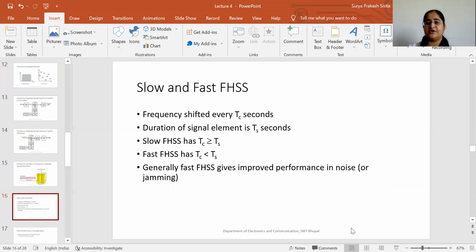Now, the frequency hopping technique is divided into two categories. One is slow frequency hopping, another is fast frequency hopping. In slow frequency hopping, the coherent bandwidth of your channel must be greater than the coherent bandwidth of your signal. Whereas in fast frequency hopping, the coherent bandwidth of your channel should be smaller than the coherent bandwidth of your signal.